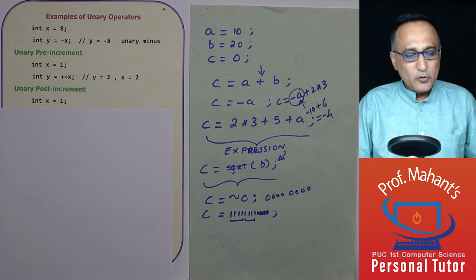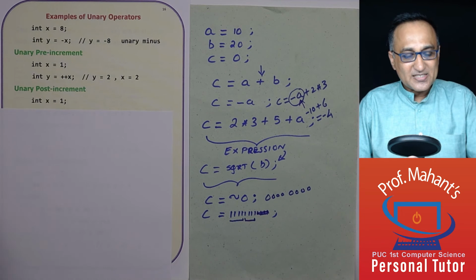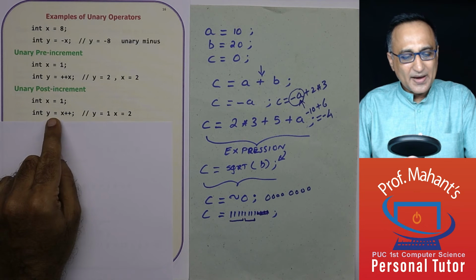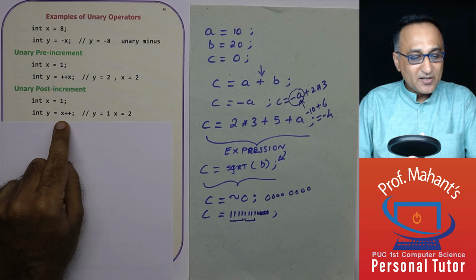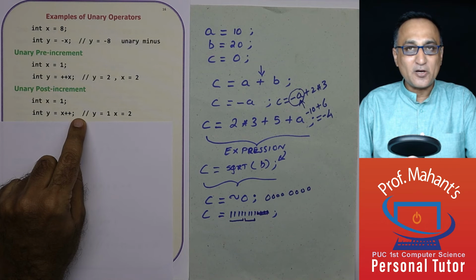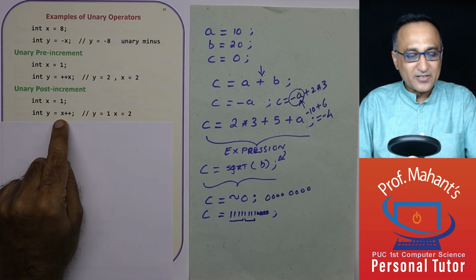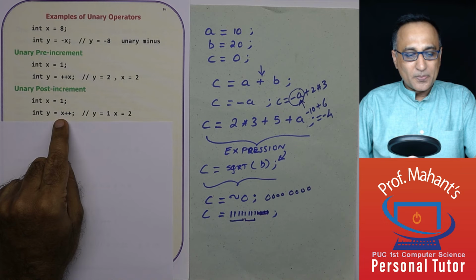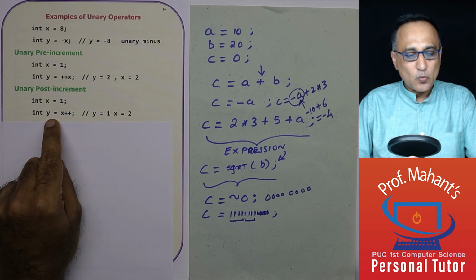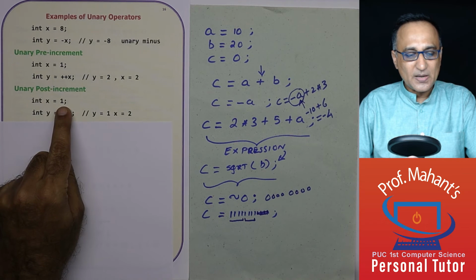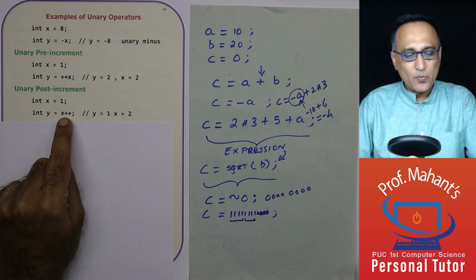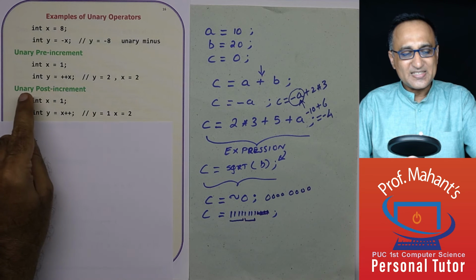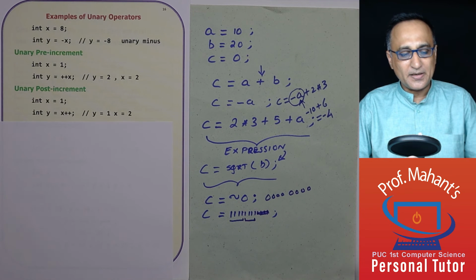Now let's understand post-increment. This is through another example. x is 1, y is x plus plus. Here what happens is the value of x is modified after the semicolon. Since the plus plus is after the x, or after the operand, the value of x remains as it is and it is copied to y. So y gets the value of x, which happens to be 1. After the semicolon, the value of x ends up becoming 2. This is an example of unary post-increment.